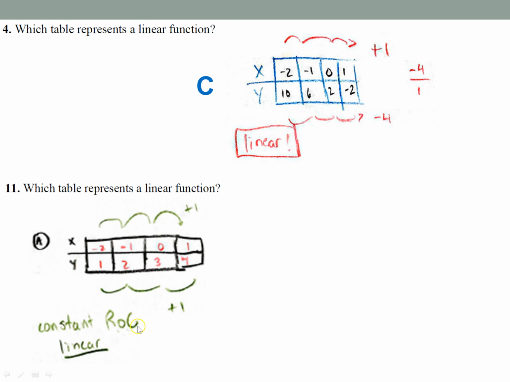Well, if it has a constant rate of change, then it is linear. Constant rate of change. This guy was actually lazy, didn't write out rate of change. Whatever. But my answer here is obviously A, because it is a constant rate of change, so that table represents a linear function. If you look back over any of the other answer choices for 4 or 11, you will see that the number being added for the x's or the y's changes. So they are not linear.